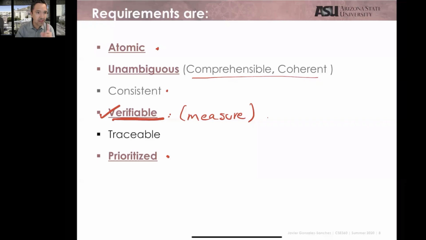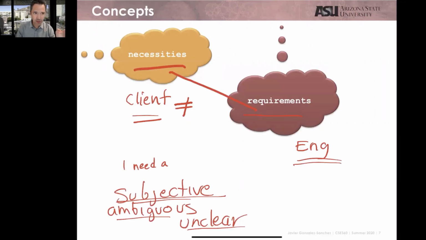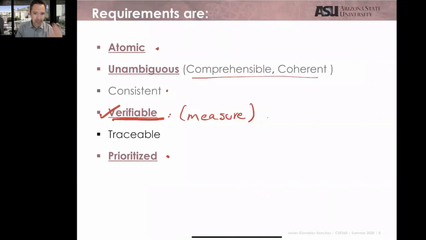And that is something that you create from whatever ideas, necessities, or subjective requests the customer gives you. Moving from something subjective to something that can be measured is the first step. And that's something that can be measured, verified, atomic, unambiguous, clear, consistent, with a priority. All this is what a requirement is.